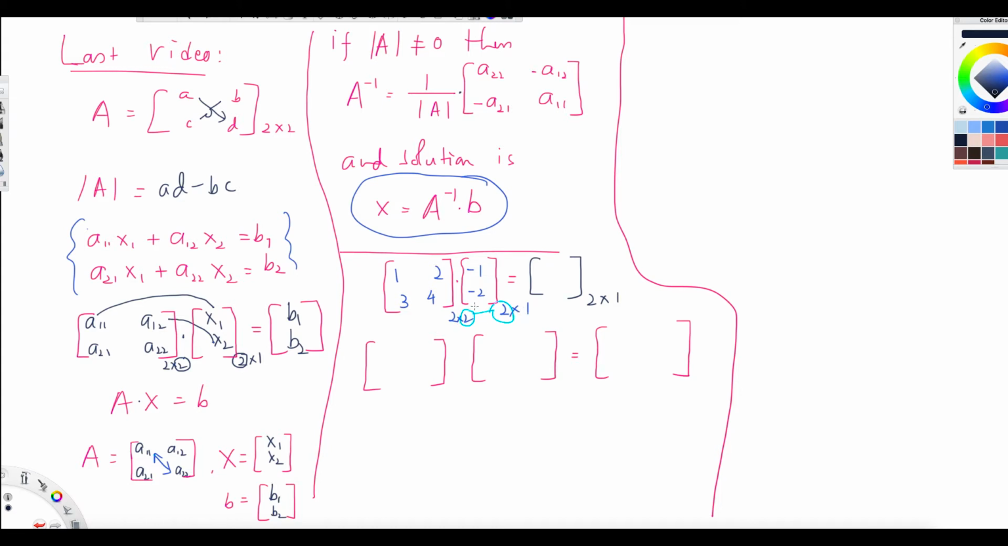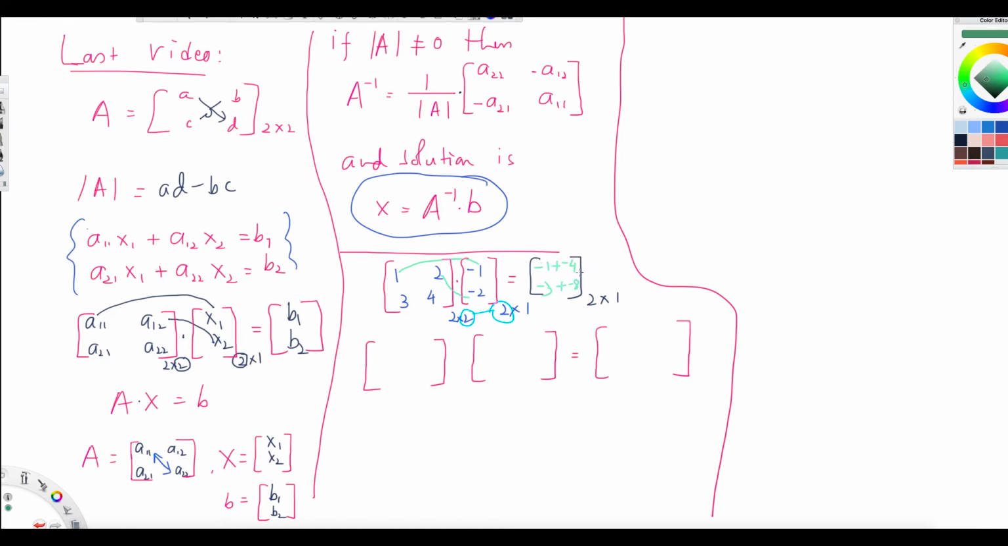How do I do the matrix multiplication then? The idea here is you multiply this with the first one, this with the first one, and this with the second one, right? So 1 times negative 1 is negative 1, and then plus 2 times negative 2 is negative 4. Similarly, do the same thing with that second row. So 3 times negative 1 is negative 3, and then 4 times negative 2 is negative 8.